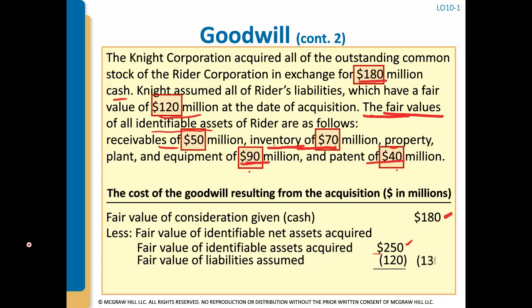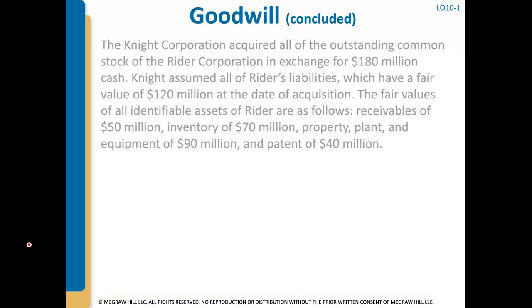But then we also assumed their liabilities of $120 million. So we got $250 million worth of assets, but we owe $120 million. So the net assets that we acquired are $130 million. So we take the 180 minus 130, and the goodwill that we would capitalize on our balance sheet is $50 million.